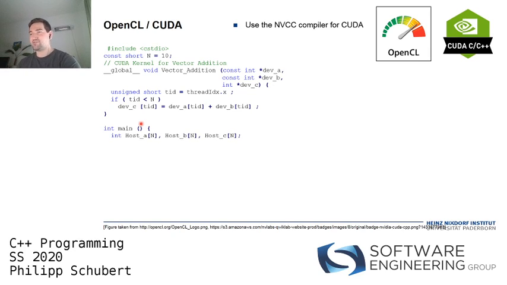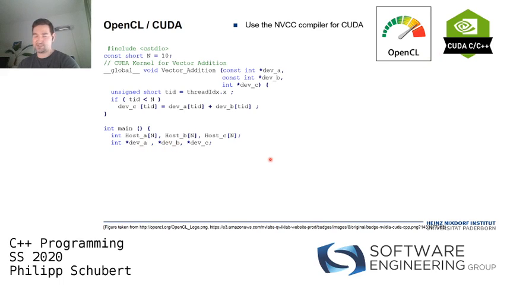So you have some arrays on your host machine. This is usually the ordinary computer's main memory. Let's have three arrays, A, B, and C. A and B contain some numbers, and then C is where the result should go. Then you need some pointers, because next you also need to allocate some memory on the GPU.